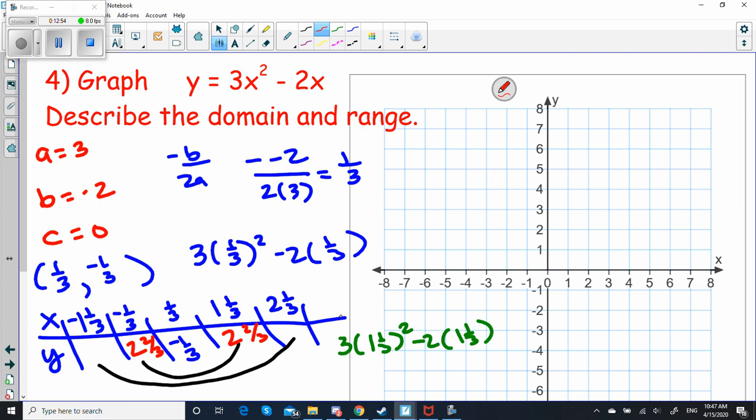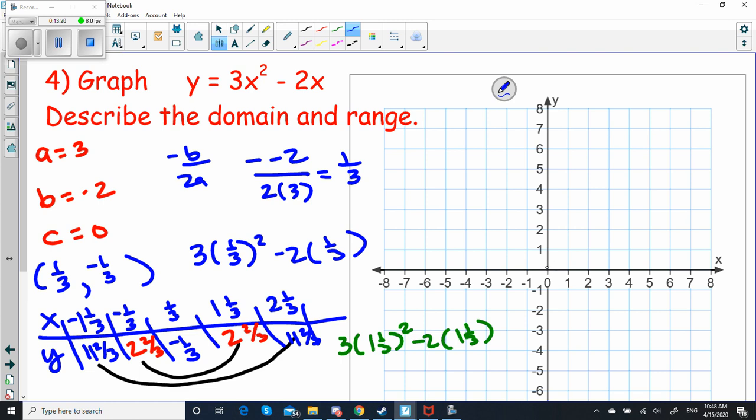Okay, let's do the same thing. This time we're going to use 2 1/3. So let's change that. And that gives me 11 2/3. 11 2/3. Okay, this one's going to open up because it's got a positive A, and it needs to open up when I do it.